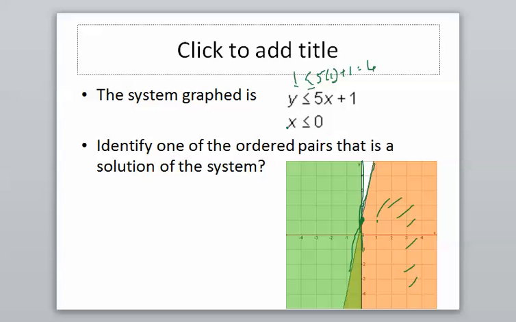Now let's come down here. X is equal to 1. Is 1 less than 0? No, 1 is not less than 0. So I need to shade the other side, away from 1, 1. That's why the green side is shaded.